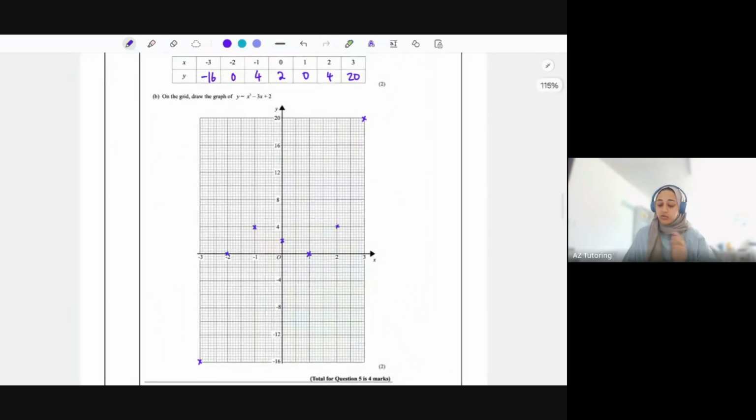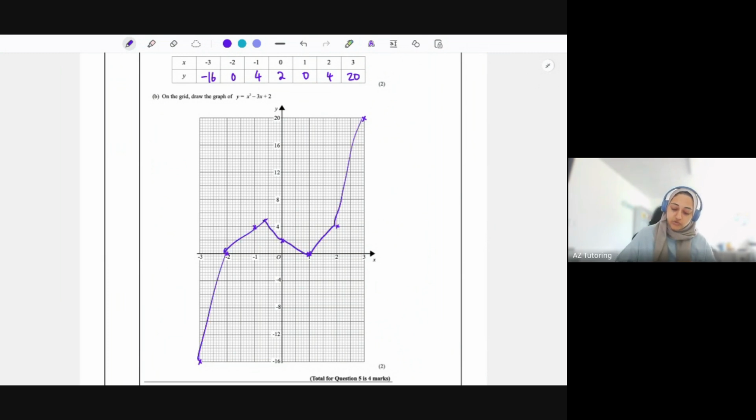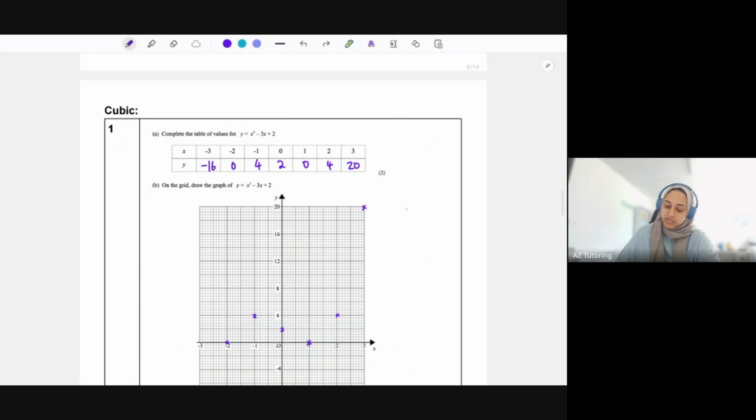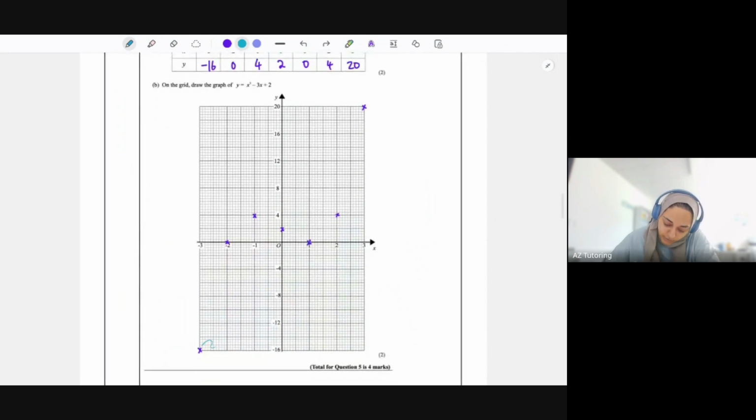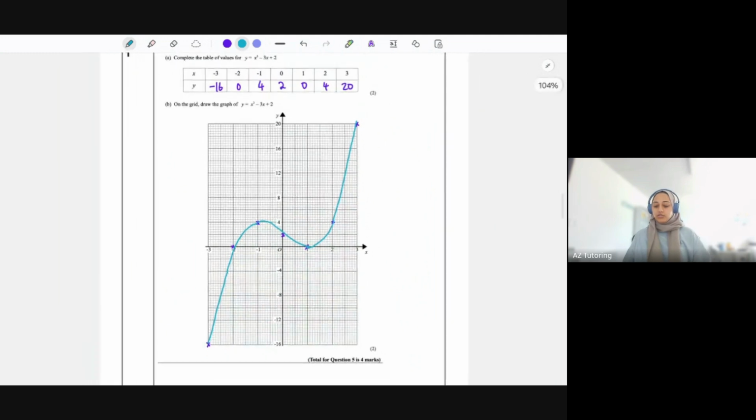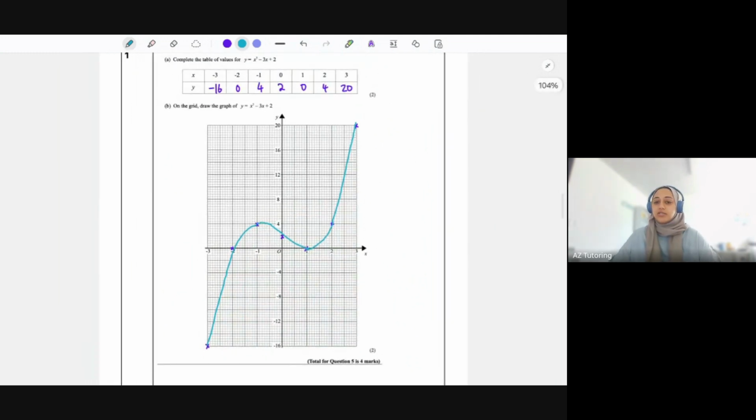Now, just like the last questions, we are not joining them together like dot to dot. We have to draw a smooth curve, otherwise you lose marks. And as expected, we said it's going to look somewhat like that, and it does. So let's join them together using a smooth curve. And there you go. You get something that looks like this. As expected, a cubic graph.